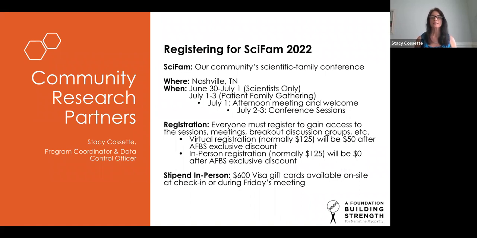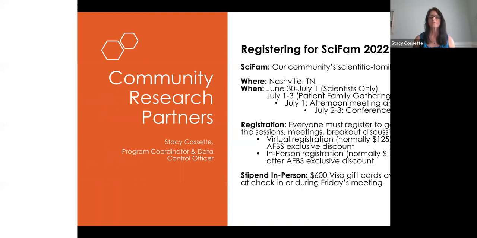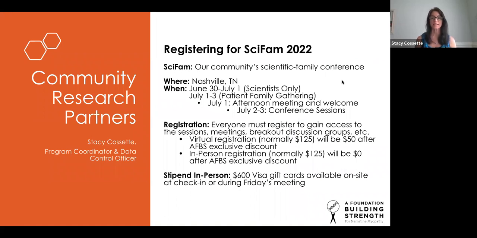I'd like to touch just a little bit on registering for the conference. SciFam 2022 is our Community Scientific and Family Conference, which will be held in Nashville, Tennessee this year. June 30th and July 1st will be for our scientists, and July 1st through the 3rd will be the patient family gathering. As I mentioned, July 1st, we have an afternoon meeting at 3:30, and then there will be a welcome for those who are attending in person at 4:30.